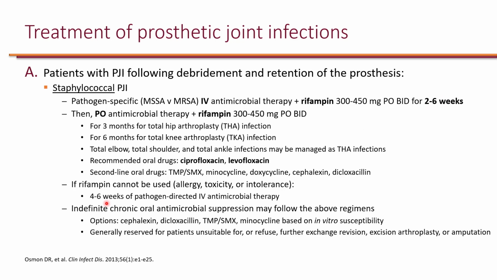Now, for patients who need indefinite chronic oral antimicrobial suppression, the oral options I should say include cephalexin, dicloxacillin, trimsulfa, minocycline based on in vitro susceptibility. And this may be necessary for patients who cannot get arthroplasty or amputation, either because they're unsuitable or because sometimes they refuse to get amputation or arthroplasty. And I should emphasize that rifampin monotherapy is not recommended. It is never appropriate to use rifampin monotherapy for staphylococcal infections, because when we use rifampin as monotherapy, staphylococcus develops resistance to rifampin very quickly.